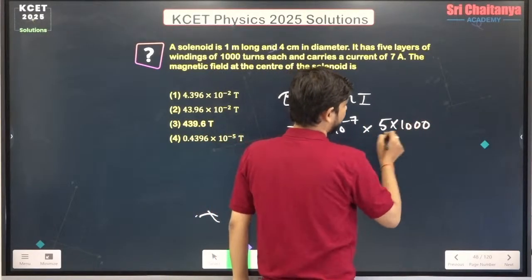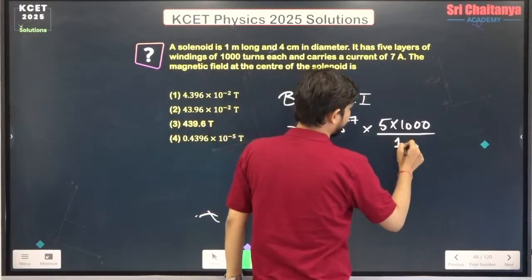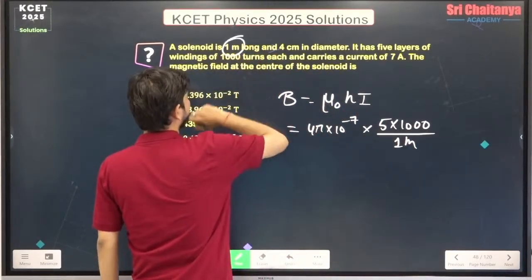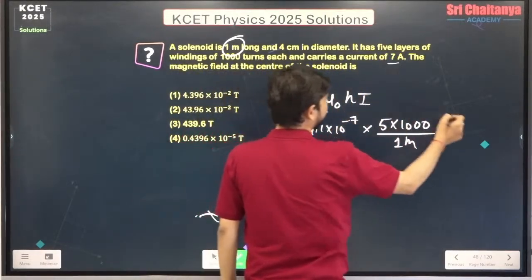Total 5000 turns are there in the length of 1 meter. The length is 1 meter, into current. What is the current? Current is 7 ampere.